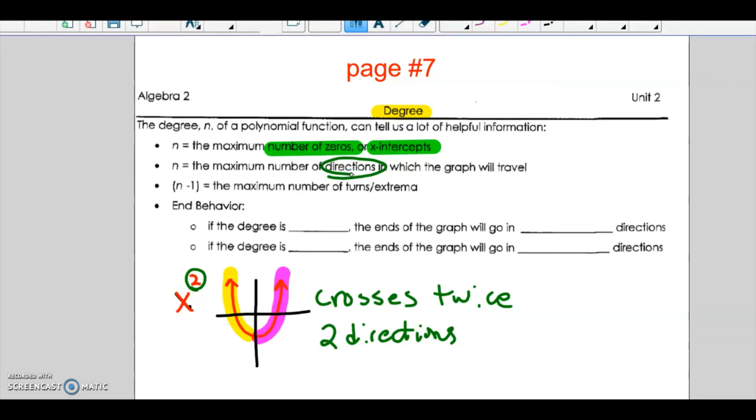Also, if we subtract 1, it tells us the maximum number of turns that it has. So this n minus 1 tells us that it's going to turn 1 time. Because the degree is 2, we take 2 minus 1, that's going to equal 1 turn. And so what it's doing is it's going to be going down, it's going to turn 1 time to go up. So you have a turn right here at the bottom.